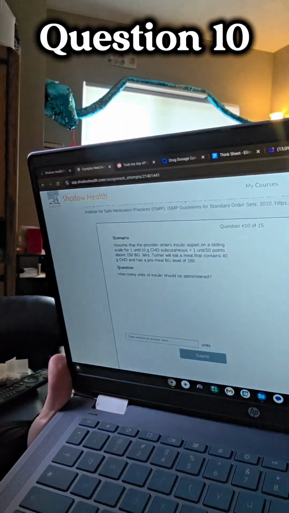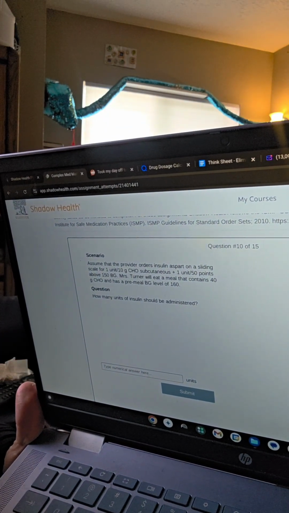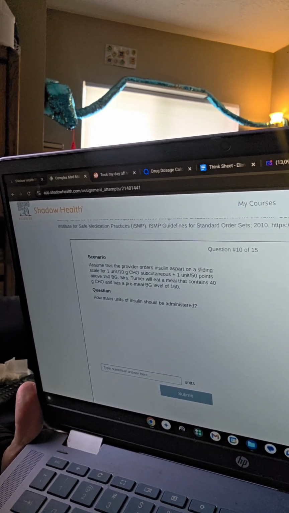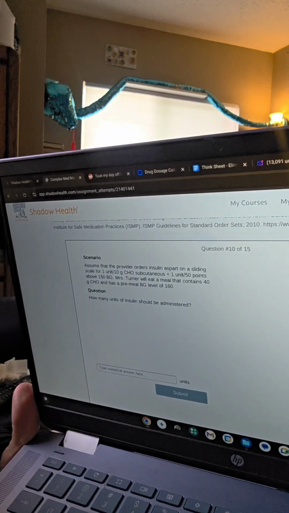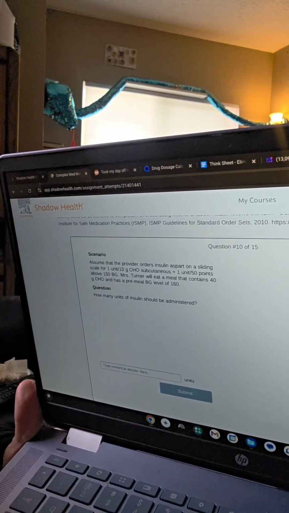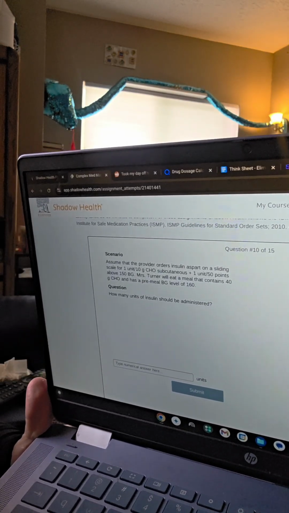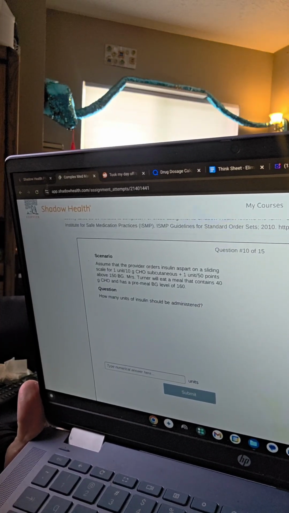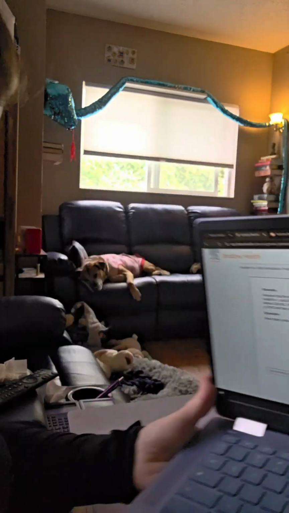Question 10, the scenario is, assume that the provider orders insulin aspart, I'm not sure how to pronounce that, on a sliding scale from 1 unit per 10 grams CHO subcutaneous plus 1 unit per 50 points above 150 blood glucose. So Miss Turner will eat a meal that contains 40 grams CHO and has a pre-meal blood glucose level of 160. Okay, that's a little confusing. Let's break it down into parts.